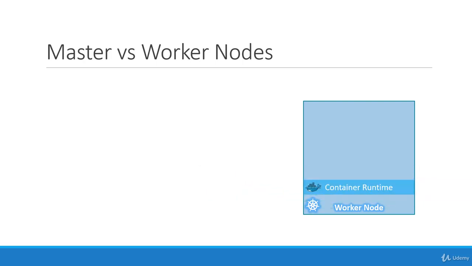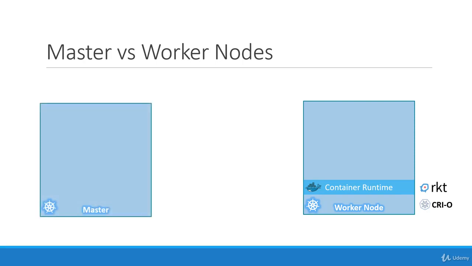This doesn't have to be Docker. There are other container runtime alternatives available, such as Rocket or CRI-O. But throughout this course, we are going to use Docker as our container runtime engine. The master server has the kube API server, and that is what makes it a master. Similarly, the worker nodes have the kubelet agent that is responsible for interacting with the master to provide health information of the worker node and carry out actions requested by the master on the worker nodes.